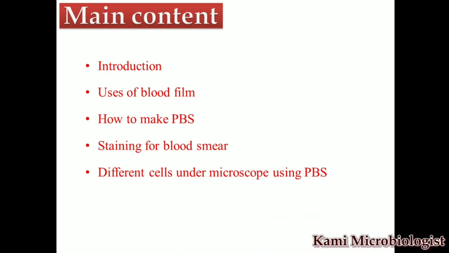Then we are going to see under the microscope what type of cells will be seen when you make the blood smear and when you stain it, what type of cells and components will be seen under the microscope. So we are going to talk about each and everything as well. First of all, let's see what is actually the blood film.